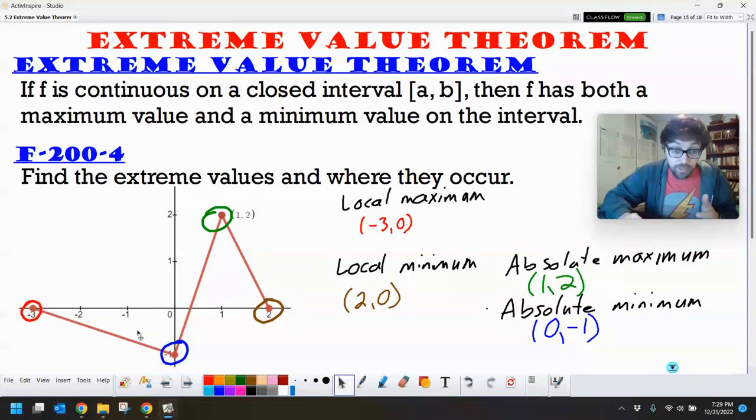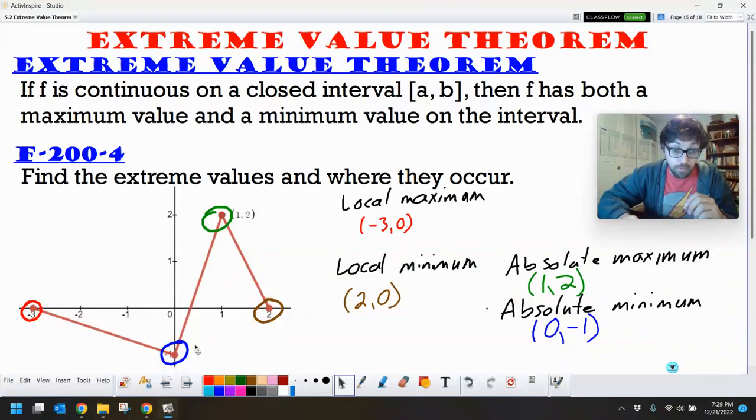So here I have a continuous function. Note that it's not differentiable everywhere. Like right here, it's not differentiable. It is continuous, but not differentiable. Same there. By the extreme value theorem, we are guaranteed that there's a maximum and a minimum value. But note, it doesn't say that there's only one maximum or only one minimum.